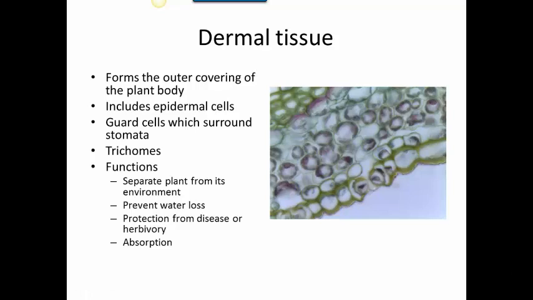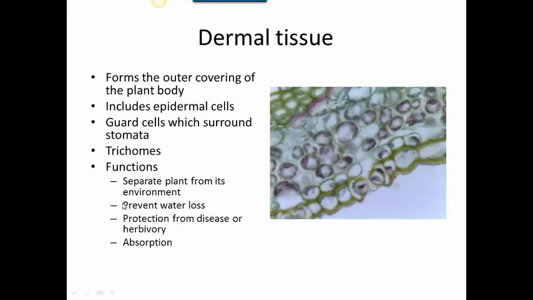Dermal tissues can also include little hairs called trichomes, which can be useful in preventing herbivores from chewing on the leaf. So if there's little hairs, sometimes that can deter things from feeding on the plant. Those little hairs can also sometimes help the plant maintain water inside the leaf. And the functions of the dermal tissue are diverse. They help to separate the plant from its environment so that the plant can maintain certain amounts of gases and humidity inside the leaf or the stem or the root.